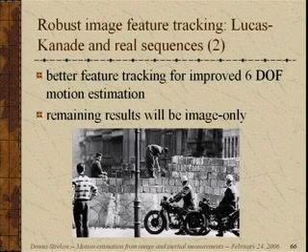Okay, so we tried to look at better tracking specifically for 6-degree-of-freedom camera motion estimation. And the remaining results in the talk will be image only. So put up a Berlin Wall in your mind between the inertial stuff that went before and the following.